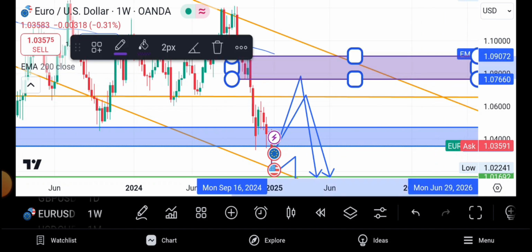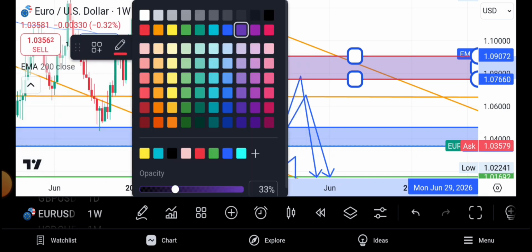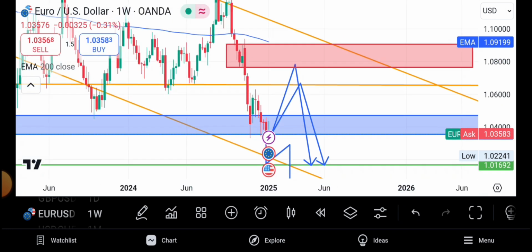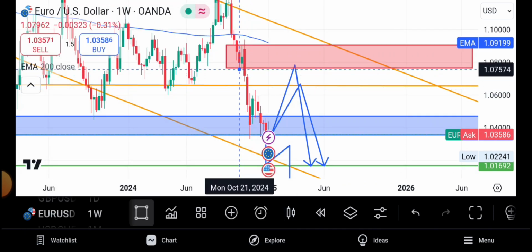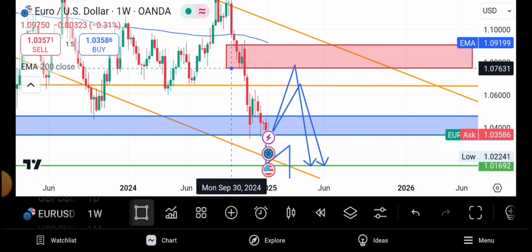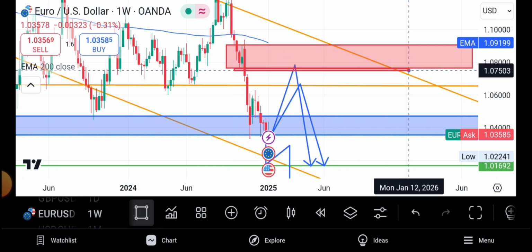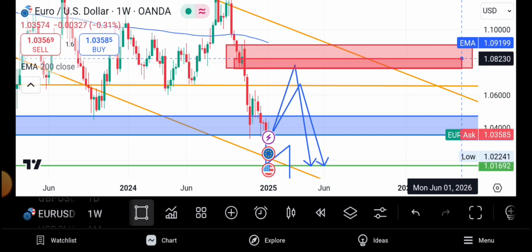Then also we have a weekly fair value gap here, a small weekly fair value gap that has not been retraced. So this area is very effective. The whole of this area is very powerful if you are looking to sell Euro USD. So that is the plan on Euro USD.